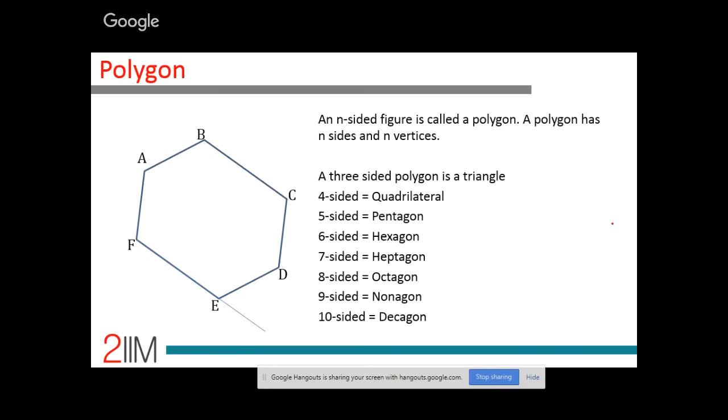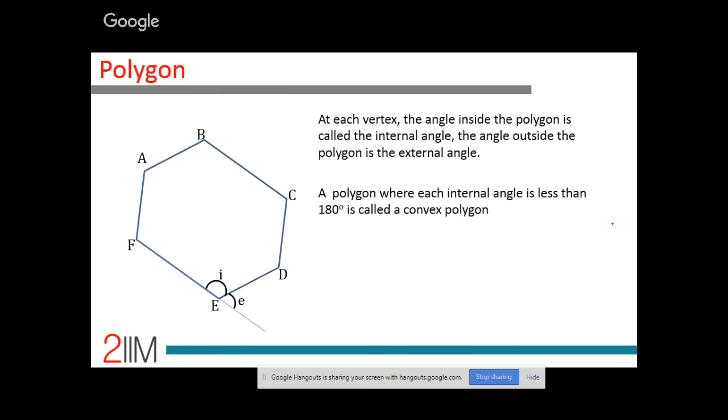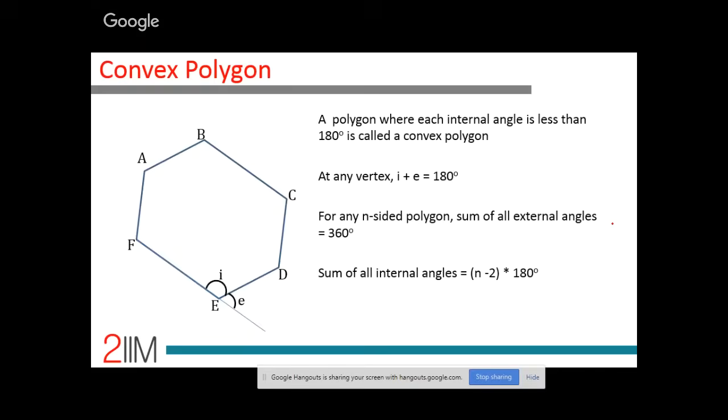With polygons, there are 3 important properties. First one, the angle which is inside is called the internal angle. The angle outside is called the external angle. In any polygon, if you add all the external angles, what will you get? 360 degrees. The sum of all external angles of a polygon is 360 degrees.